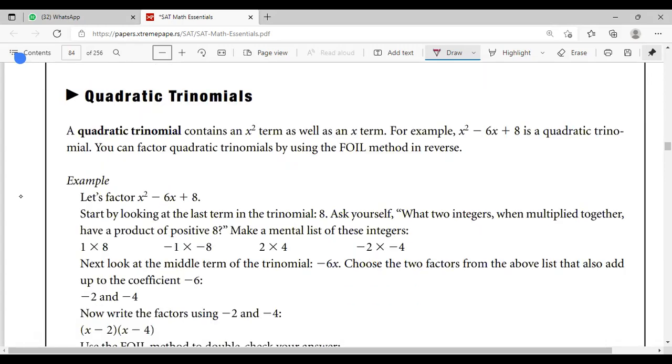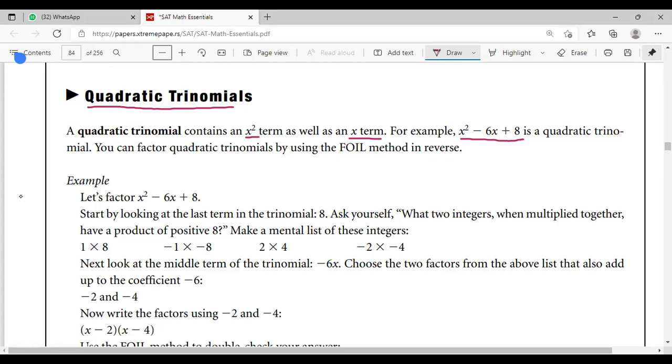Okay. Now let's talk about quadratic trinomials. A quadratic trinomial contains an x square term as well as an x term. For example, x square minus 6x plus 8 is a quadratic trinomial. You can factor quadratic trinomials by using the FOIL method in reverse.